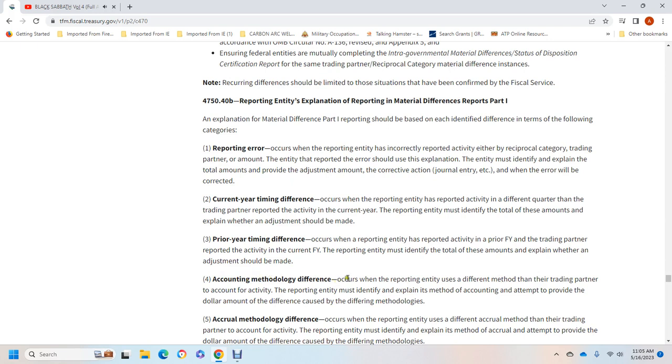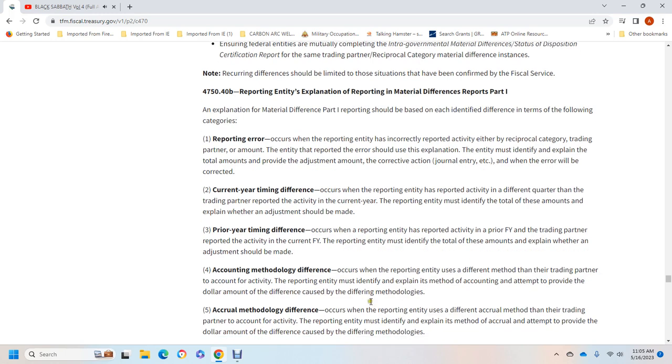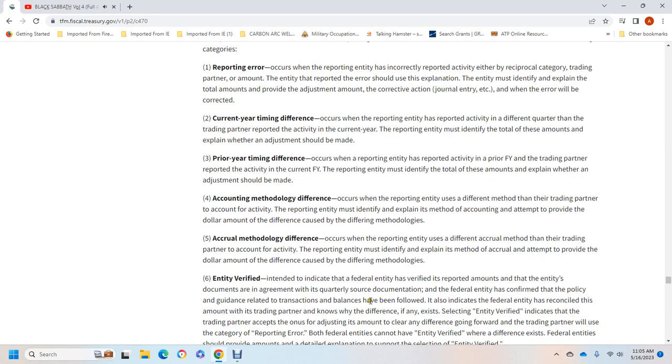4, accounting method difference: occurs when the reporting entity uses a different method than the trading partner for accounting for the activity. The reporting entity must identify and explain the method of accounting it attempted to use, and provide the dollar amount of the difference caused by the different methodologies. 5, accrual methodology difference: occurs when the reporting entity uses a different accrual method than the trading partner for accounting for the activity. The reporting entity must identify and explain the method of accrual it attempted to use, and provide the dollar amount of the difference caused by the differing methodologies.